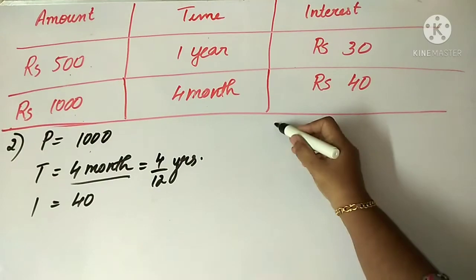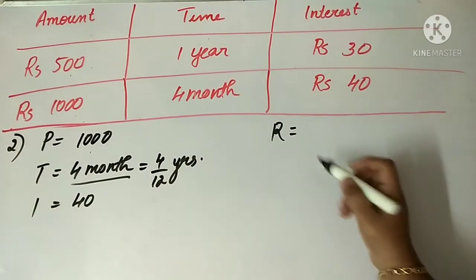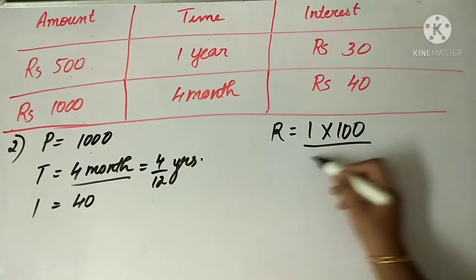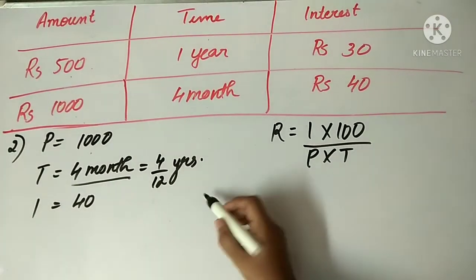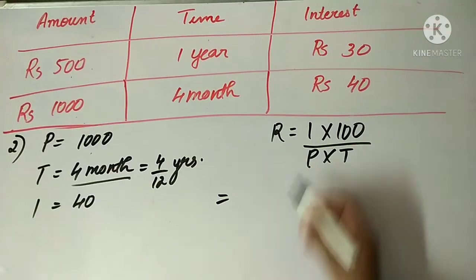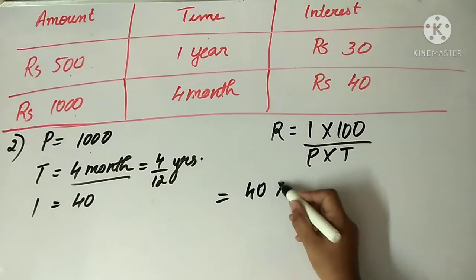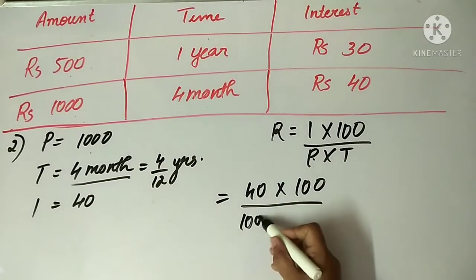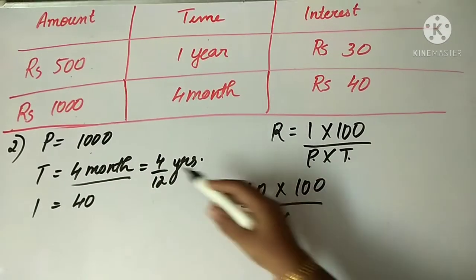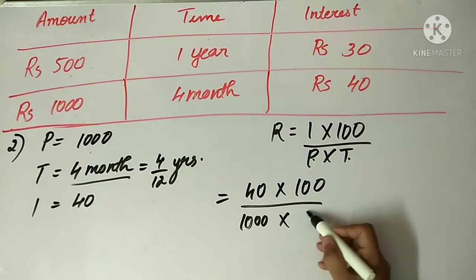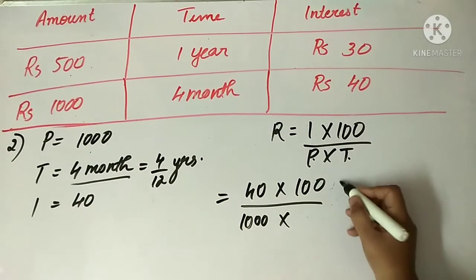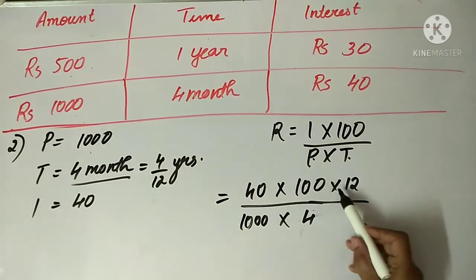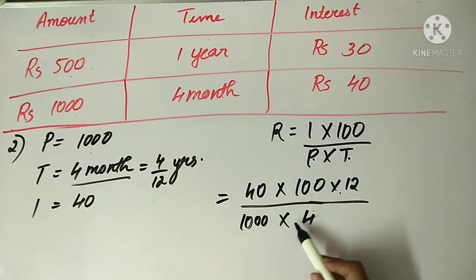And we have to calculate the rate of interest. We know to find the rate of interest, we use the formula interest into 100 by P into T. Substitute the values: interest is 40 into 100 by principal amount 1000 into time 4 by 12. That we can write as reciprocal, so 12 comes on top and 4 comes down. So we get 40 into 100 into 12 by 1000 into 4.